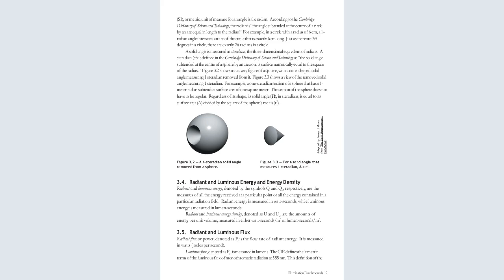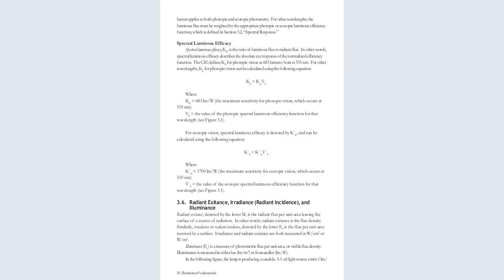Now that is still under radiation, the radiant and the luminous energy. You can see the radiant and luminous flux. The luminous flux, we had already defined, is measured in lumens. The CIE defines the lumen in terms of the luminous flux of monochromatic radiation. So this is a steradian solid angle removed from a sphere. You can now see the part of it that has been removed from that sphere. Spectral luminous efficiency, you can see that.